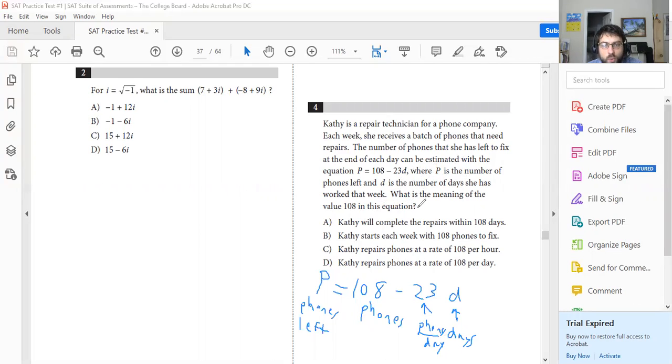What is the meaning of 108 in the equation? 108 would be the number of phones you start with. You fix 23 phones per day. And then at the end of however many days, you would multiply by 23 to figure out how many phones are left. So 108 is how many you start with. Each week she starts with 108 phones to fix.